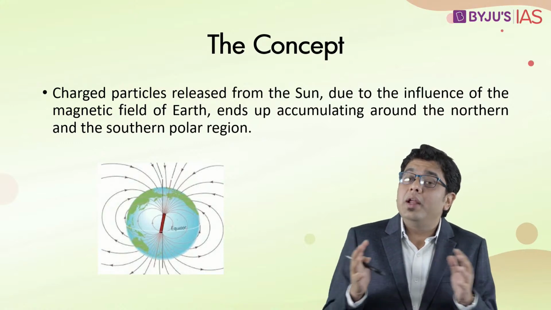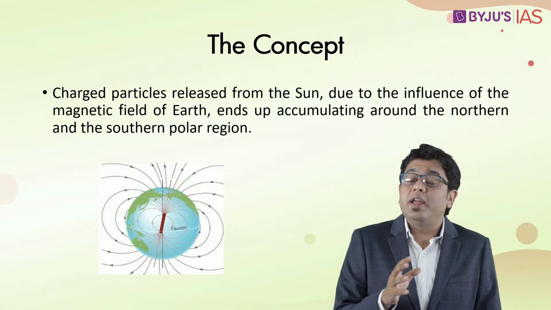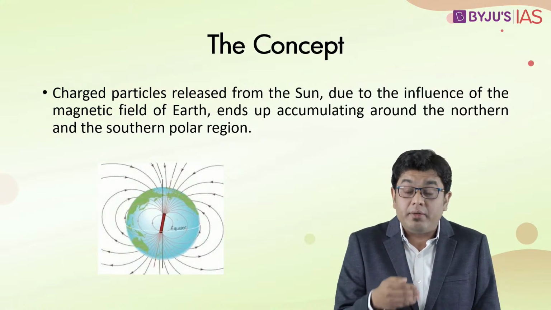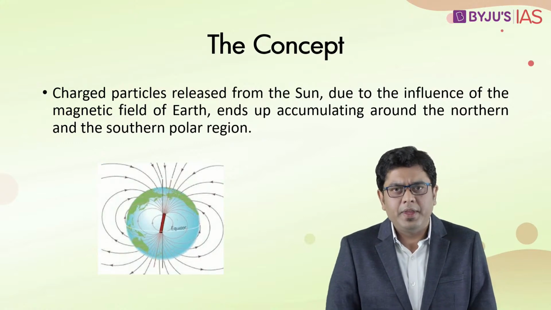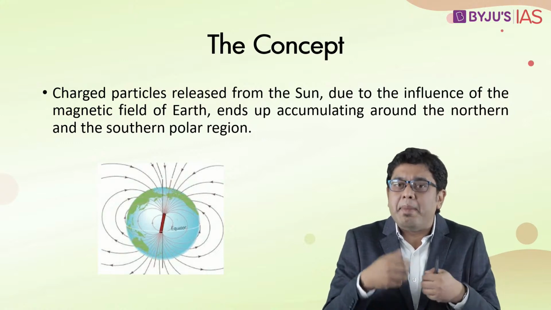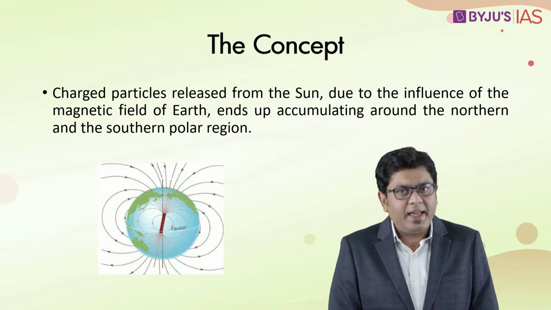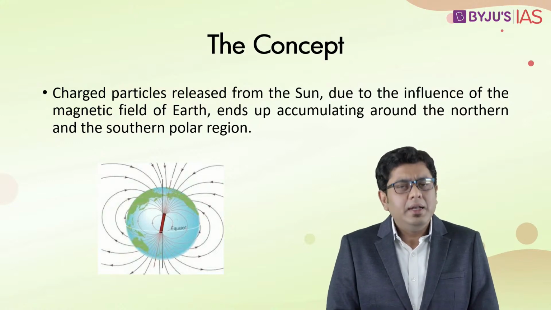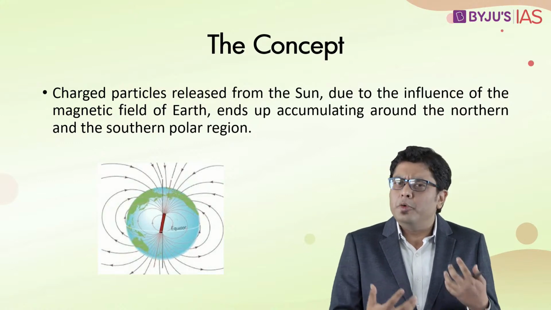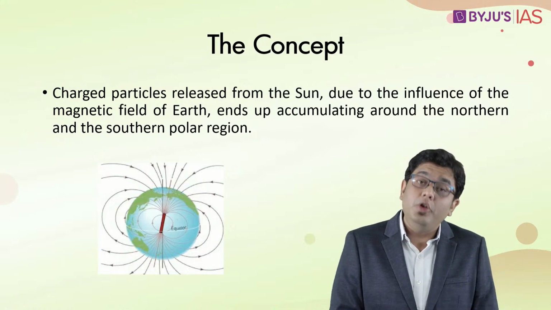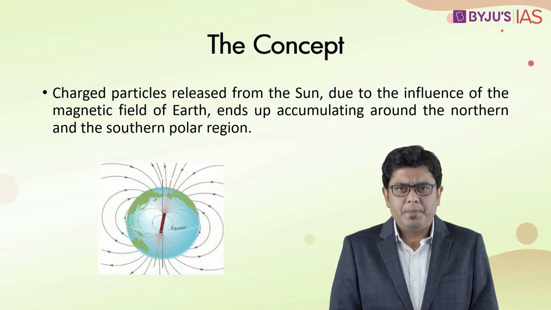Now, along with the solar rays, you have plasma, electrons and other particles which are released from the surface of the sun. When they interact with the magnetic field expressed by the Earth itself, that is what leads to such atmospheric phenomena being observed, especially along the northern and southern poles.